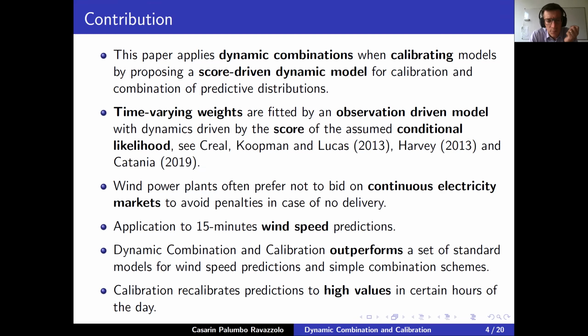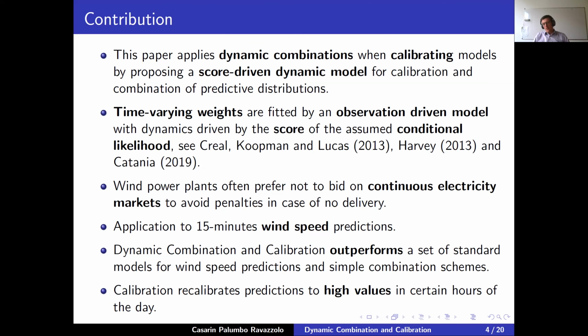And basically, what are we learning in this exercise? Let's focus in particular on the calibration. We do see that the calibration is working, in the example that we have, to increase the values or to predict better high values in certain hours of the day. So basically, the individual models are too conservative, probably because they don't expect such random changes in wind speed. And what the calibration is doing is pushing these values higher, and is doing better in that. So we think that this is an interesting result, because maybe we'll push wind power or windmills to participate more actively in continuous electricity markets and not only in the day ahead.